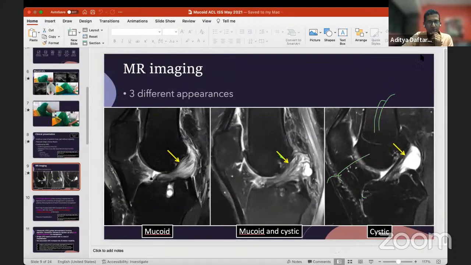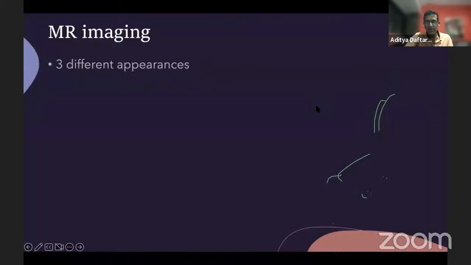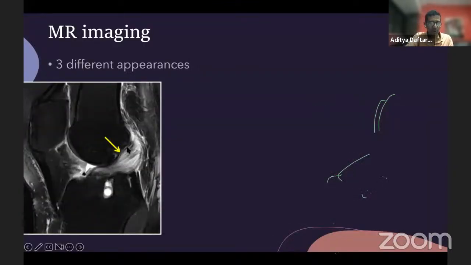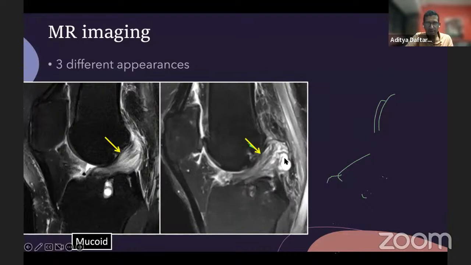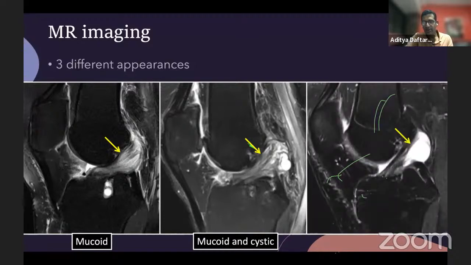So this is just to show you examples of a mucoid ACL. There are 3 different appearances we talk about. One is this purely mucoid appearance, where you can see it's just mucinous. 2 is this appearance where you can see mucoid change along with the cystic change here, so it's a mixed mucoid cystic appearance. And then 3 is where you can see this purely cystic appearance right here.